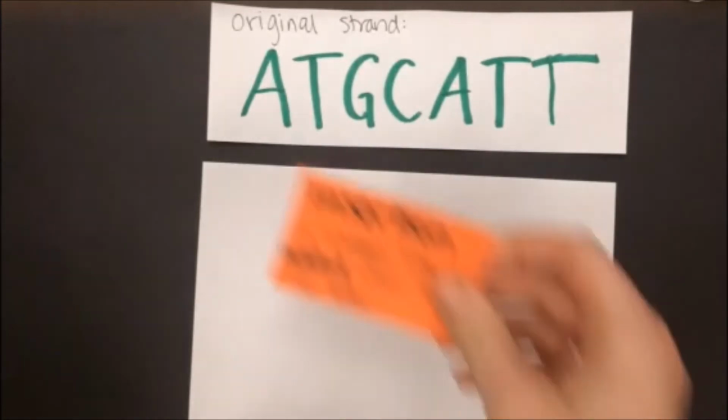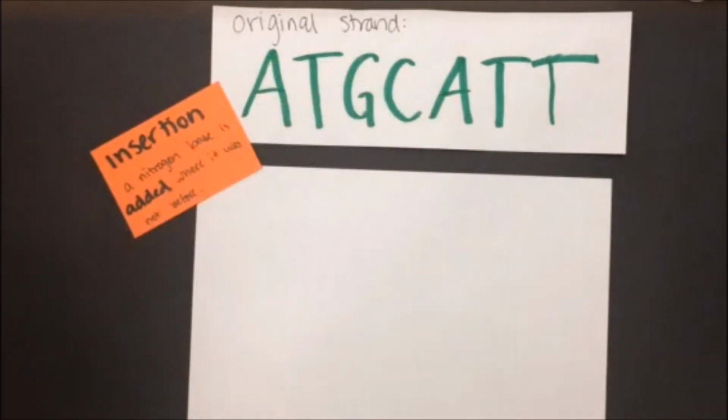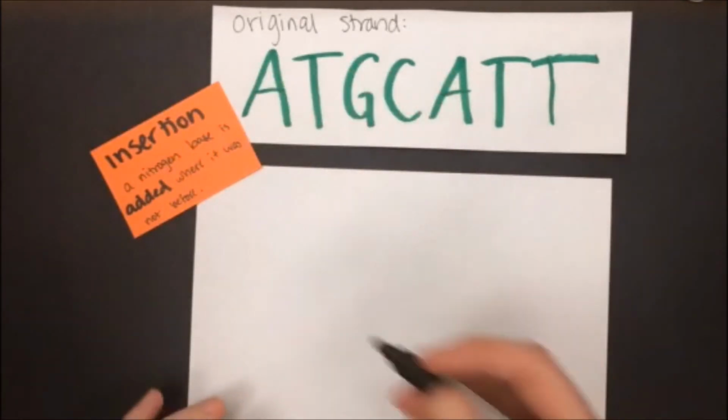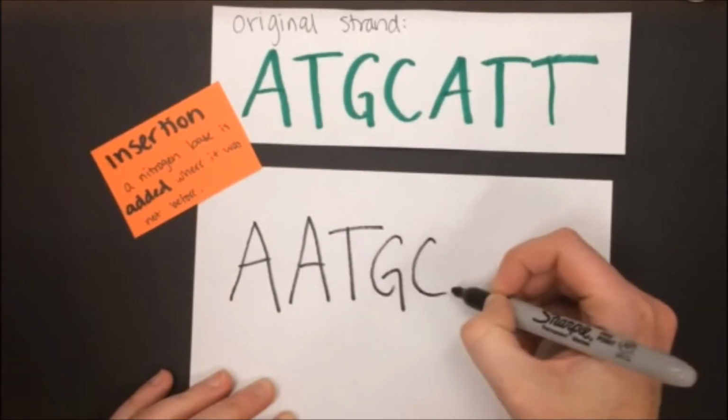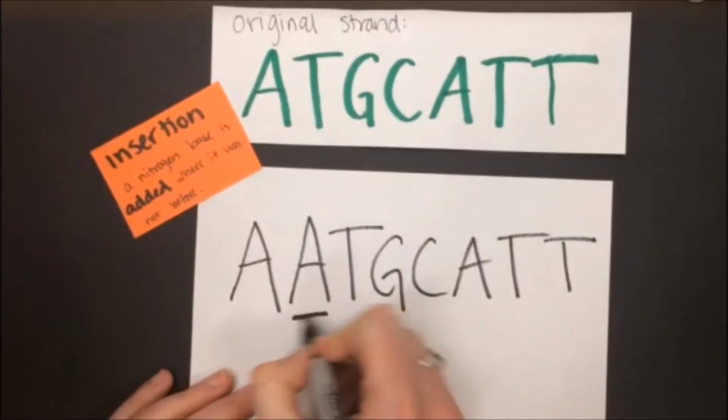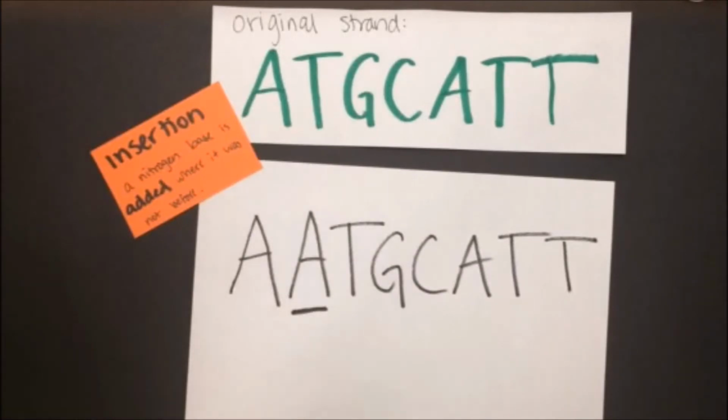So let's start with an insertion mutation. If an insertion mutation happens, that means an extra nucleotide is added where it wasn't before. So my original strand says this, but my copied strand might say, notice how this extra adenine was added or inserted.